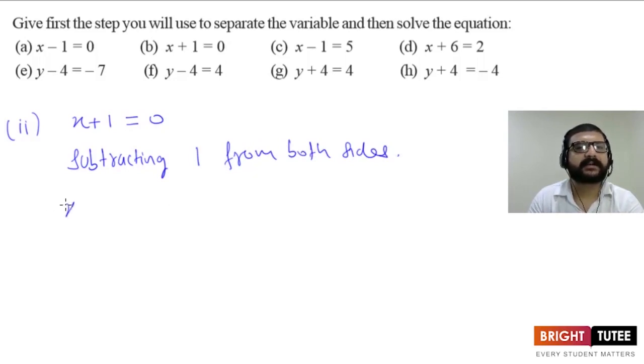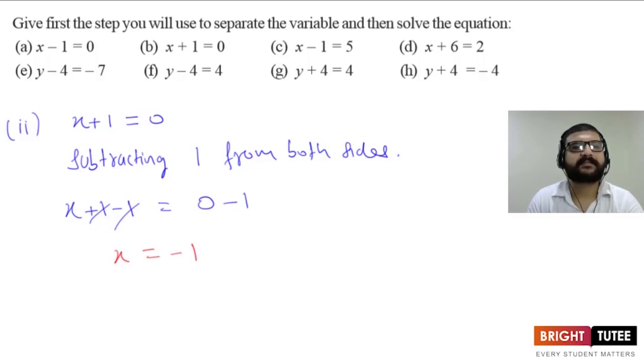Now let's see what we will get. x plus 1 minus 1 is equal to 0 minus 1. Plus 1 and minus 1 will be cancelled out. So we are left with x here, and this will be equal to 0 minus 1, which is minus 1. Hence the final answer here is x is equal to minus 1.